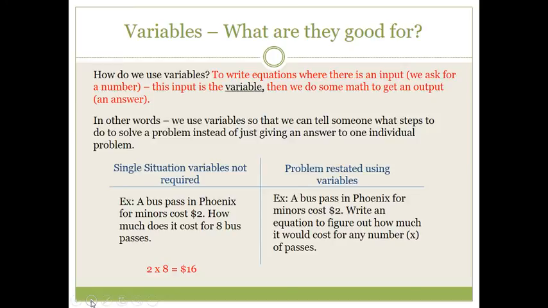But let's restate that same problem so that we have to write an equation. Here's our same example. A bus pass in Phoenix for minors costs $2. Write an equation to figure out how much it would cost for any number of bus passes. This is more powerful because I'm telling an individual what you have to do to get the answer if you tell me how many bus passes you want. Not just the single example of 8, but for any number.